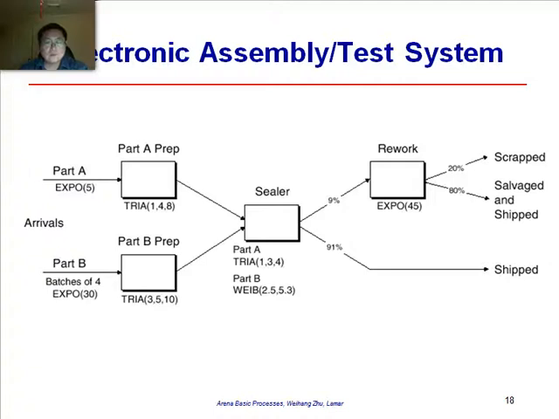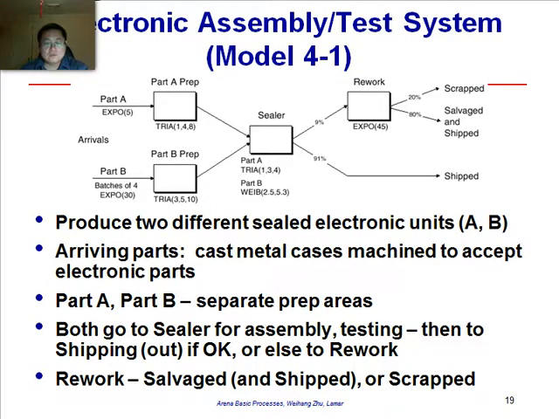Let's take a piece of paper and start to draw this flowchart together. In this system, we have two types of electronic units, A and B. There is a part prep station for each type of part. Both will go to a sealer station for assembly and testing.